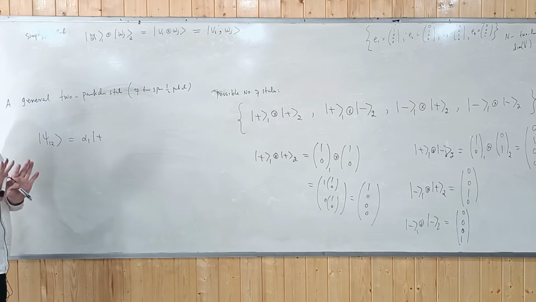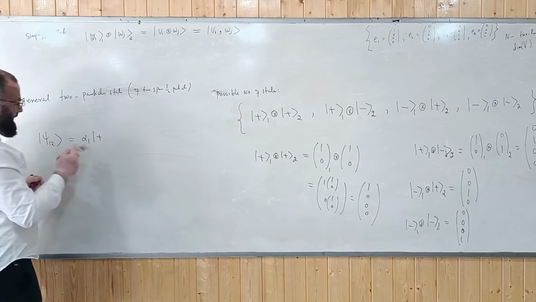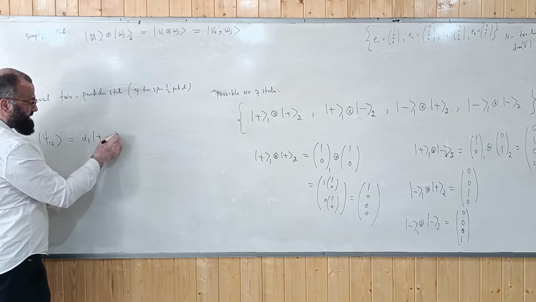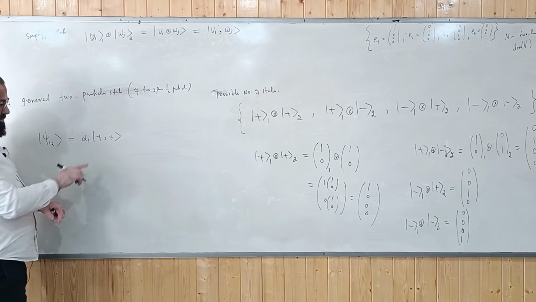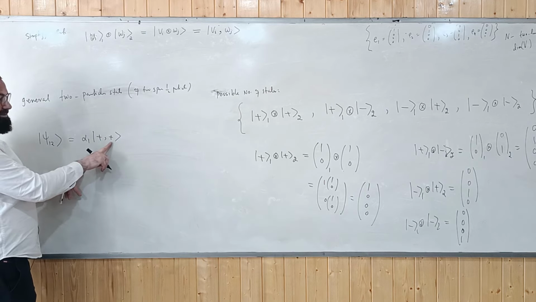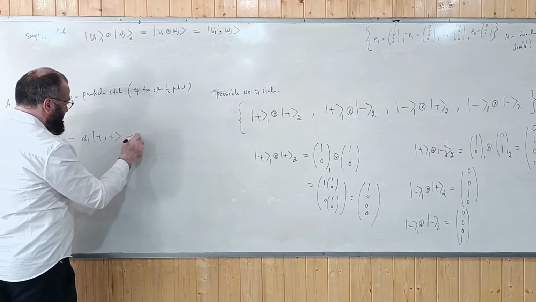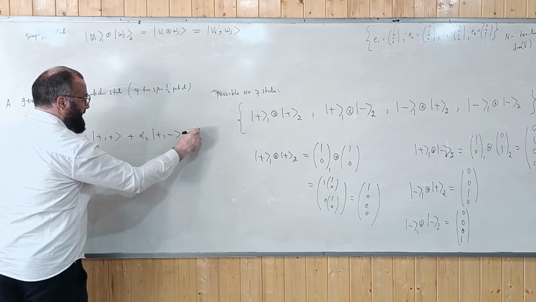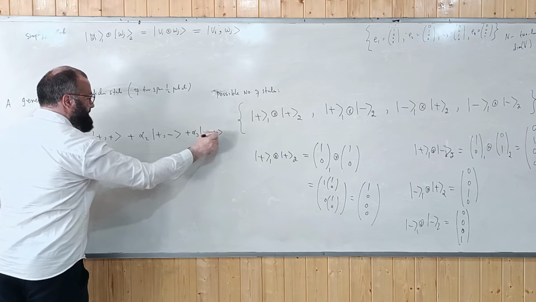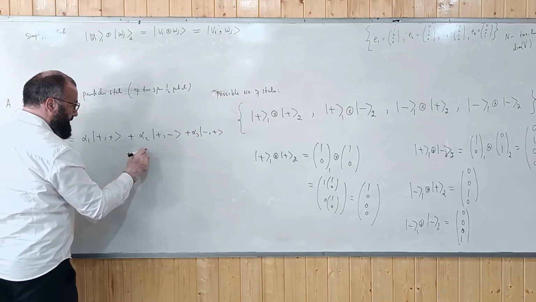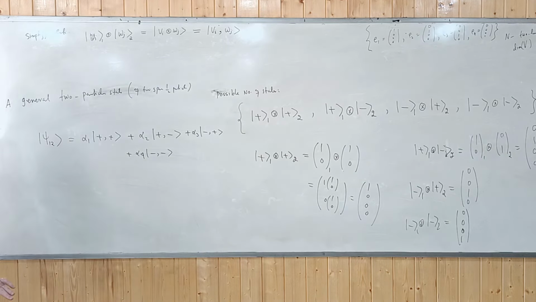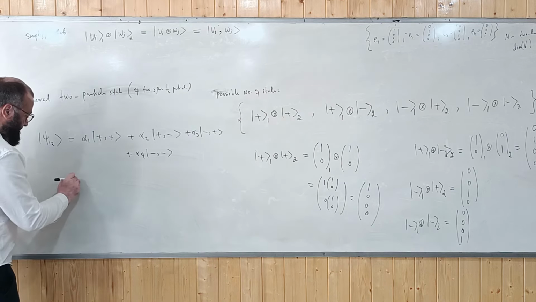Okay, so what will I write then? I will write like this: plus, then this plus. So the first plus corresponds to particle 1, the second corresponds to particle 2. Then I will write alpha 2 plus minus, then alpha 3 minus plus, then alpha 4 minus minus. Clear? Okay, got it? So what is the normalization?